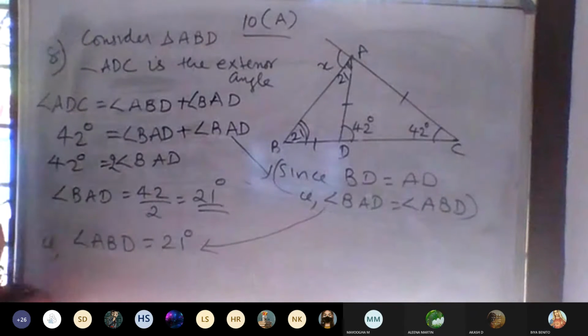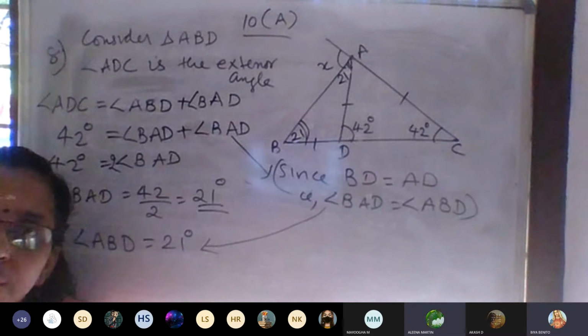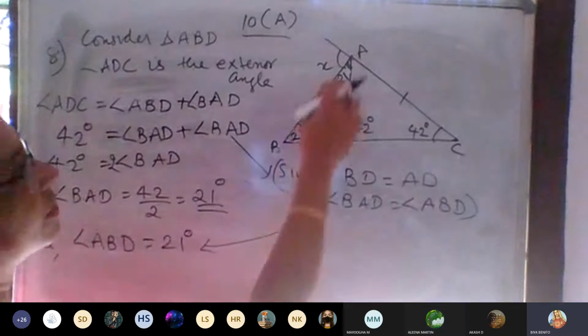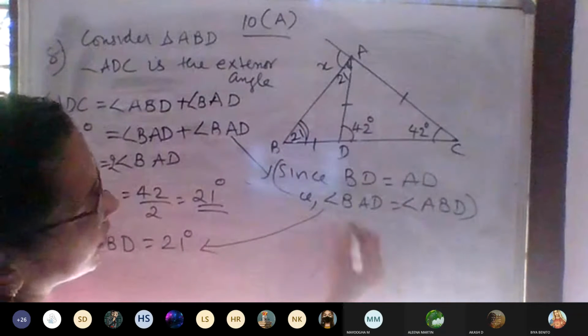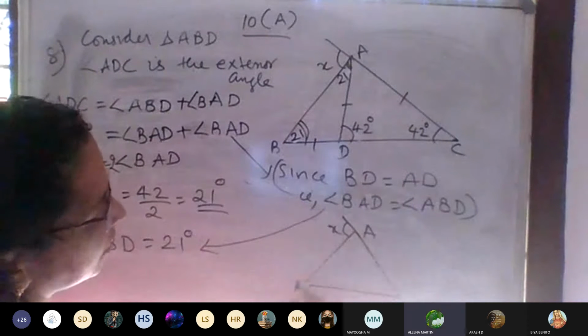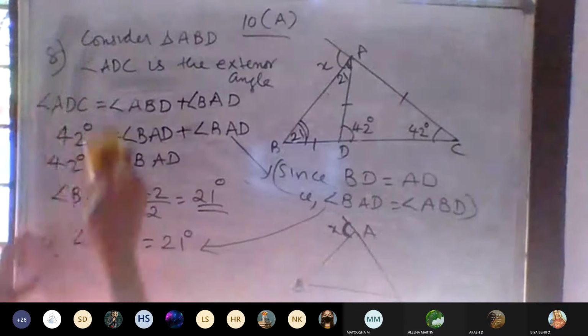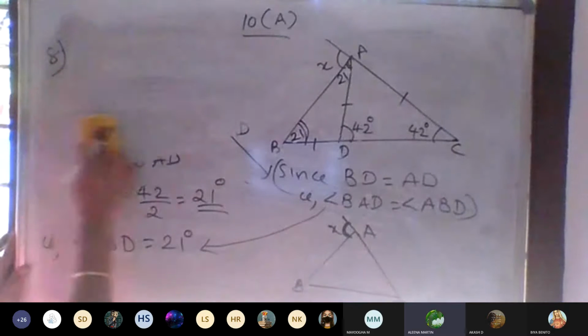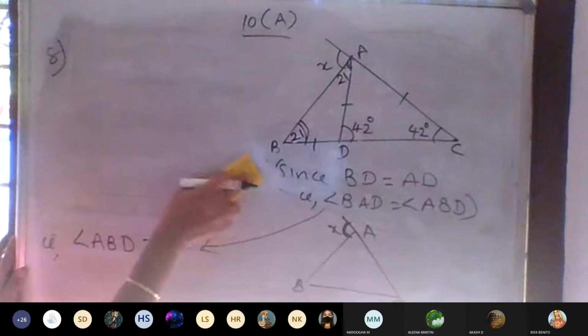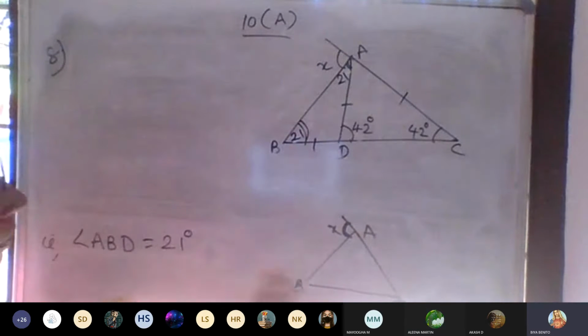Others, tell me. Angle X is an exterior angle of triangle ABC. So exterior angle is equal to what? Sum of opposite interior angles. Which are the two opposite interior angles? Angle B and angle C.